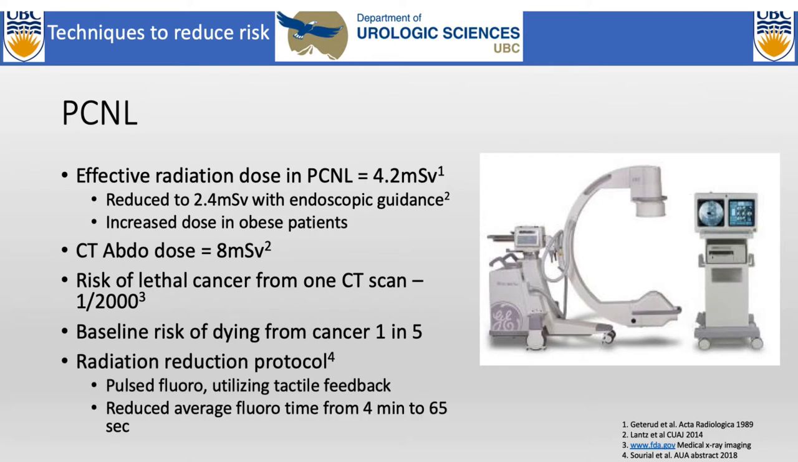At Ohio State, their endourologist there is using a radiation reduction protocol, so going with pulse fluoroscopy and utilizing tactile feedback. People are getting away from just putting their foot on the pedal and watching everything, and getting into more of a sort of braille technique. They reduced their average fluoro time, this was presented at AUA last year, from 4 minutes to 65 seconds. When I was there in May, he said they're probably going to get it down somewhere between 30 and 40 seconds per patient for a typical PCNL.